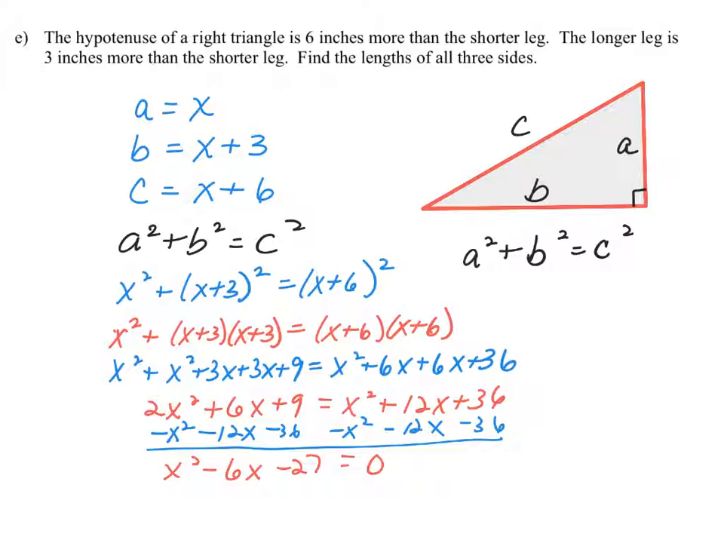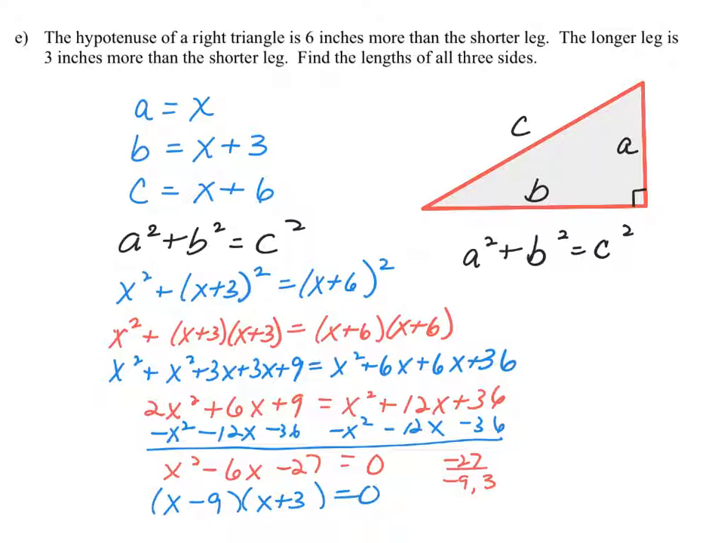Now we have a quadratic equation. If we find the factors, we can use the zero factor property. So you want to find the factors for x squared minus 6x minus 27 by looking at the factors of negative 27 that will add up to negative 6, and that's negative 9 and positive 3. Multiplied gives you negative 27, and added gives you negative 6. So the factors are x minus 9 and x plus 3.